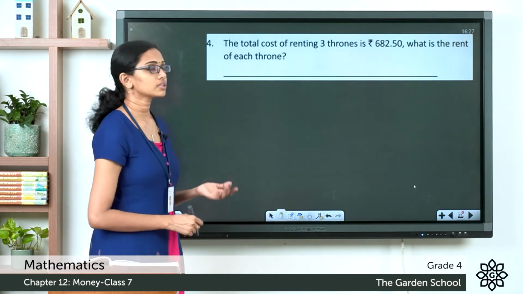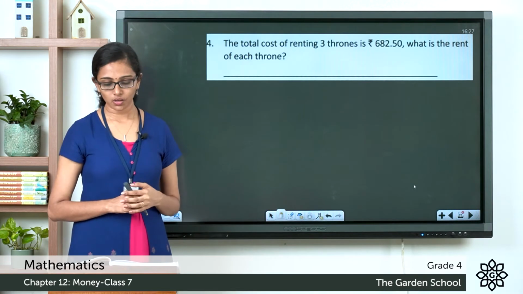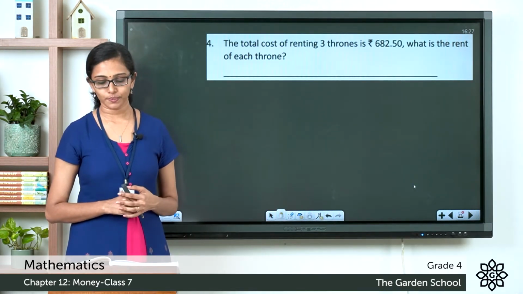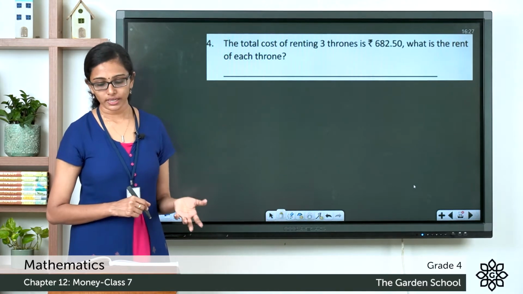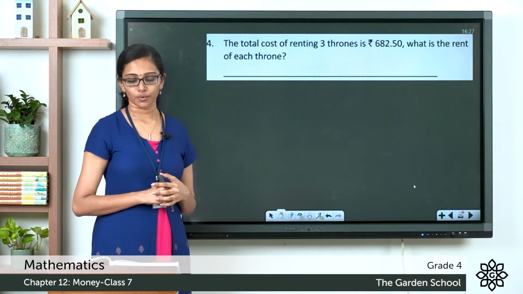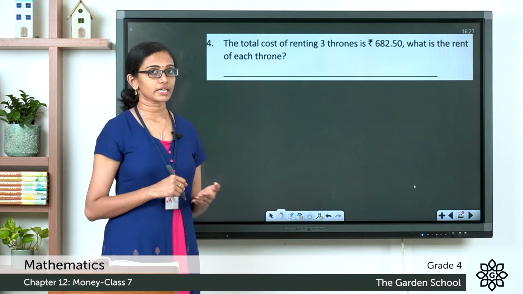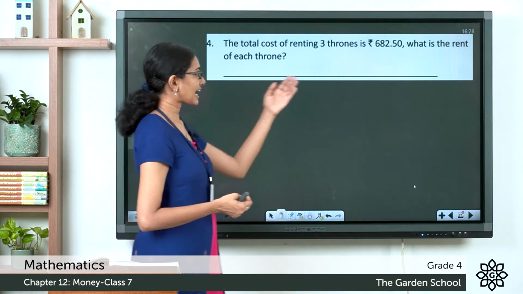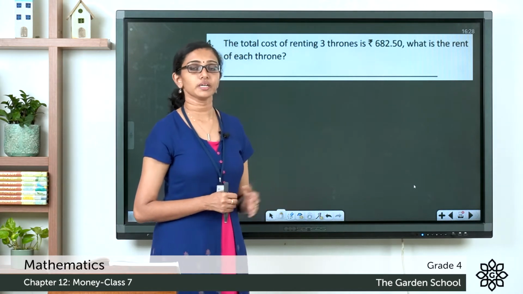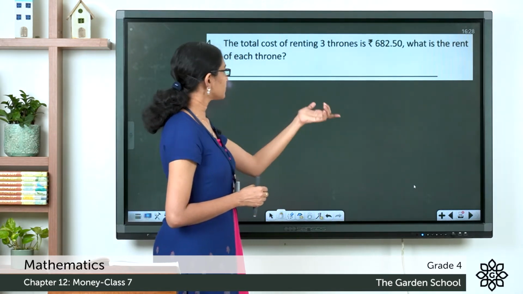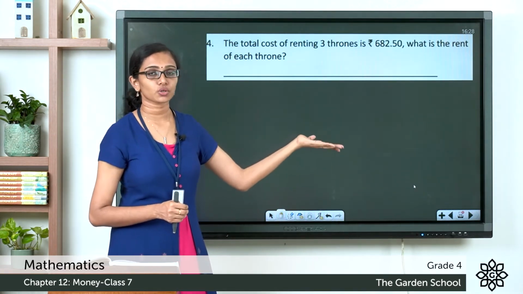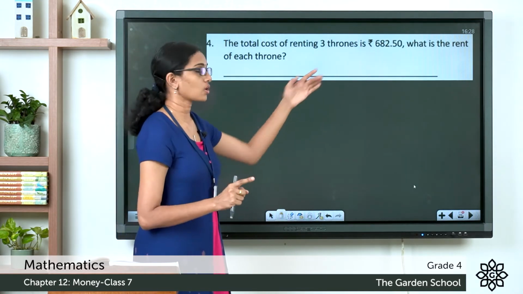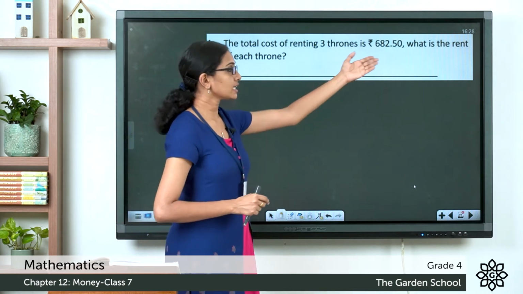Now, the next one, the fourth question, the total cost of renting 3 thrones is 682 rupee 50 paise. What is the rent of each throne? So here we are given the total cost of renting 3 thrones, and that is equal to 682 rupee 50 paise. You have to find out the rent of each throne, which means you have to find out the rent of one throne.